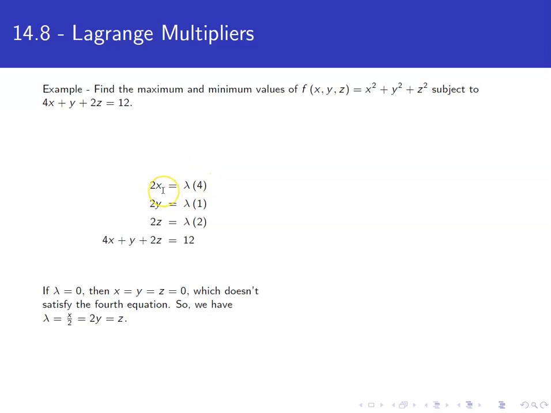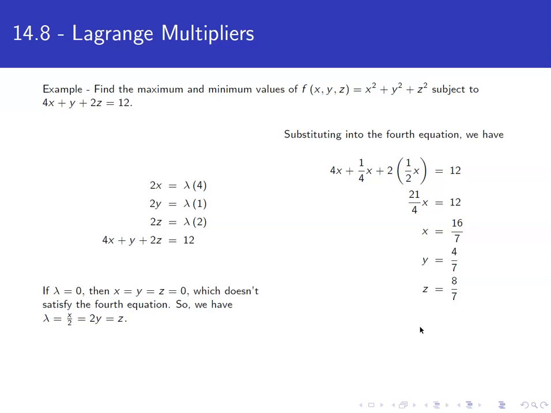In the first equation, we get lambda equals x over 2. The second one, we get lambda is equal to 2y. And in the third one, we get lambda is equal to z. So those all have to equal each other. So using this relationship, we get y as a quarter x and z as a half x. We can plug those into the fourth equation. If we plug that in and simplify, we'll get all the way down to x is equal to 16 over 7.